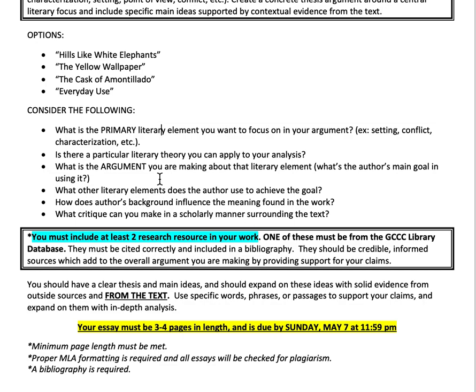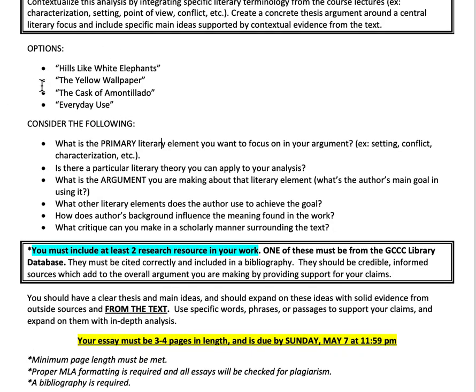You can also think about, is there one of the literary theories that you could apply to your analysis? So do you want to look at one of these stories through the lens of a particular literary theory, such as new criticism or historicism or gender studies? There's a lot of ways you can look at these different texts. And then think about, what is the argument you're trying to make.